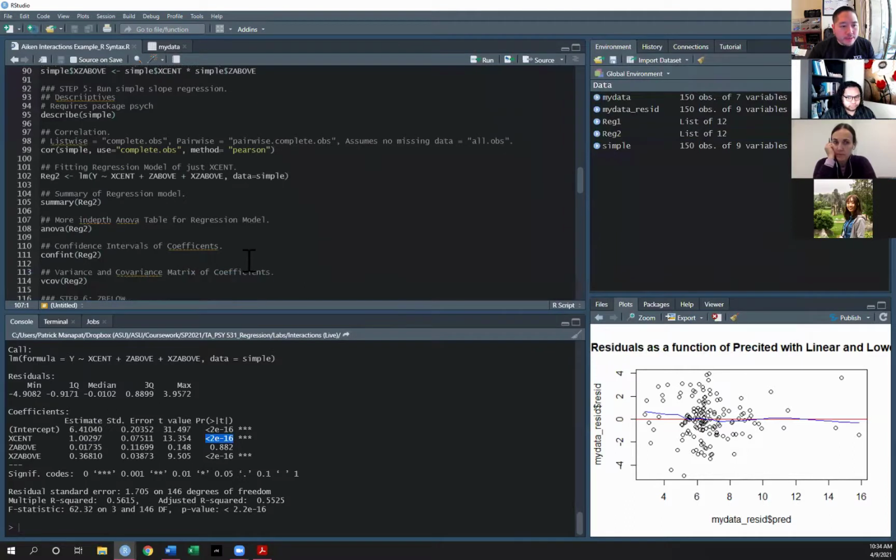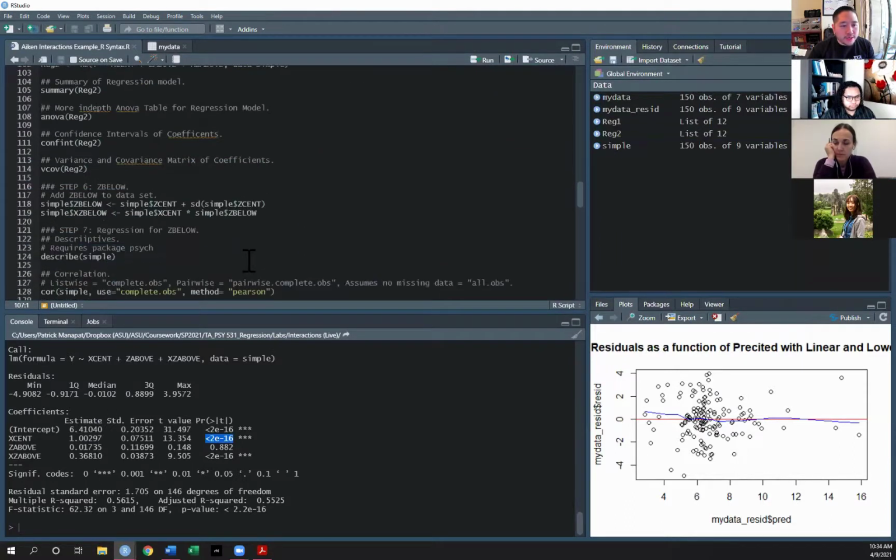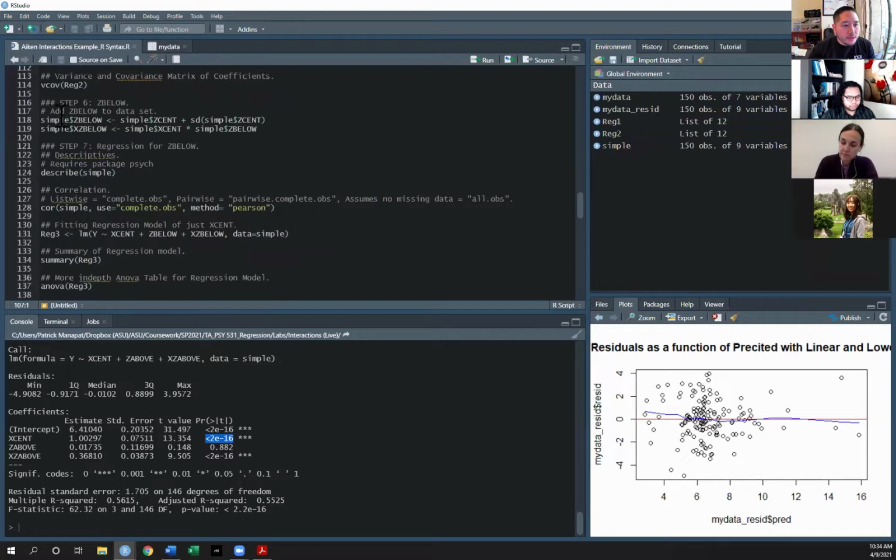So we have one more, and that's the simple regression equation, one standard deviation below the mean of z. And so in my simple data set, I'm going to create another variable called z below. And remember that it's backwards. So we're going to take our z-centered variable and add the standard deviation of z cent. That'll give us z below, which we'll use to get our simple regression equation for one standard deviation below the mean of z.